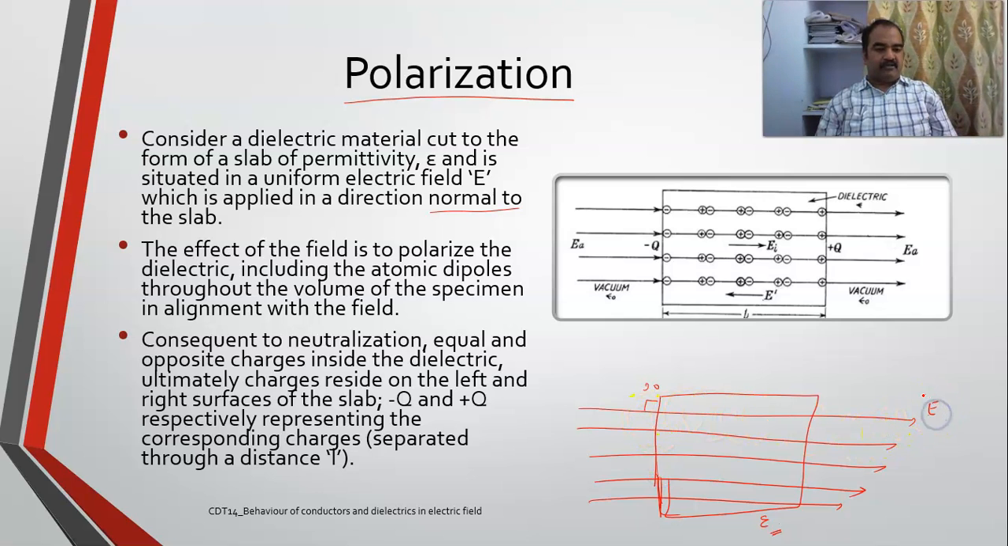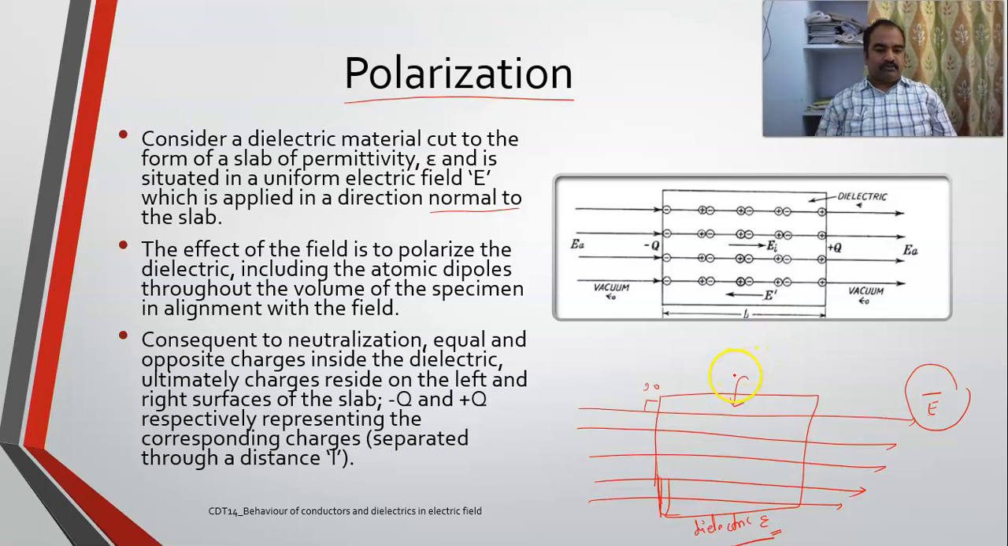This is the dielectric material which has a permittivity of epsilon, and this is the electric field intensity in which the dielectric is placed, acting normal to the surface of the dielectric material. Now, assuming that the material can be polarized, under the impact of the applied electric field there will be polarization, which we have already discussed.